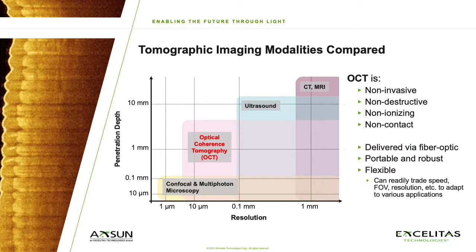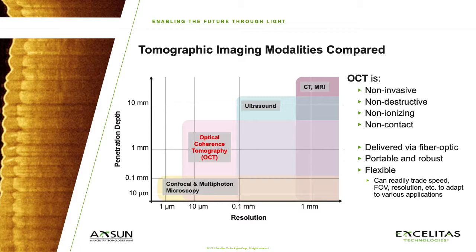With any tomographic imaging technology, there is a trade-off between resolution, or the ability to see small features, and depth of penetration, or the ability to see deep into the sample of interest. OCT fills a niche between microscopy and ultrasound, with resolution on the order of a few to 10 microns, and penetration depending largely on the transparency of the material, but usually in the range of 1 to 10 millimeters.